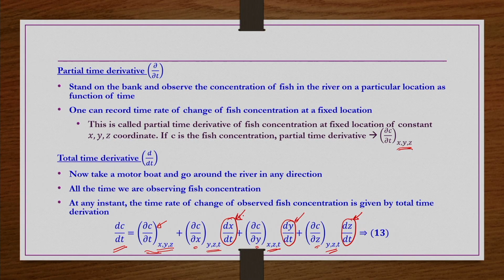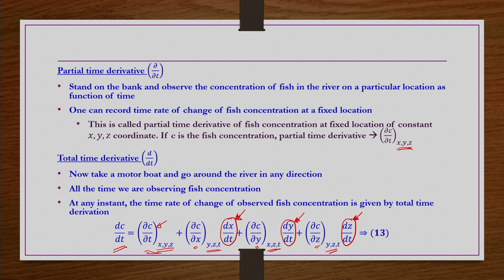So, obviously this total time derivative is better than the partial time derivative, but still it is not very reliable, because the velocity components coming into the picture in this total derivative are not those of the river stream at different locations, but of the boat, right.